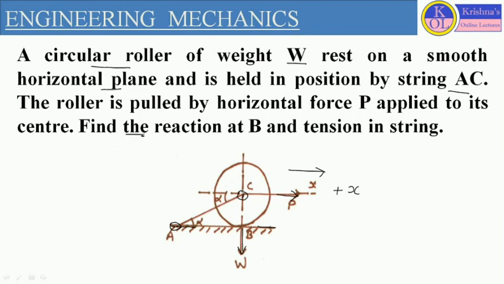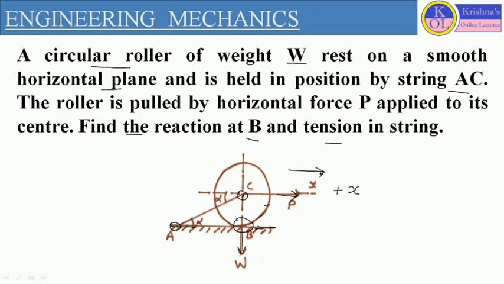So here we have to find out the reaction at point B. Here we are considering point B is the support point between this roller and the stationary surface. So here we have 3 points. C is the center, A is the end of the string which is attached with this stationary horizontal surface, and B is the contact point between this roller and horizontal stationary surface. So we have to find out the reaction at point B as well as tension in the string.